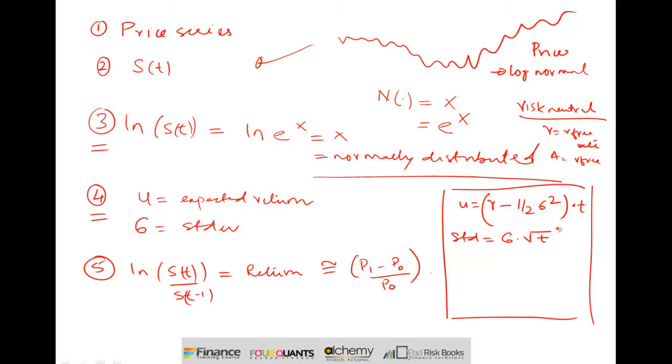So what we've now just done is we've set the context. We've said we have something that represents a price series, which represents the behavior of a financial security. We denote this by S of t. Then we say that we're interested in the function ln, or the natural log of S of t, and this is equivalent to x, which is normally distributed, whereas S of t is log normally distributed.